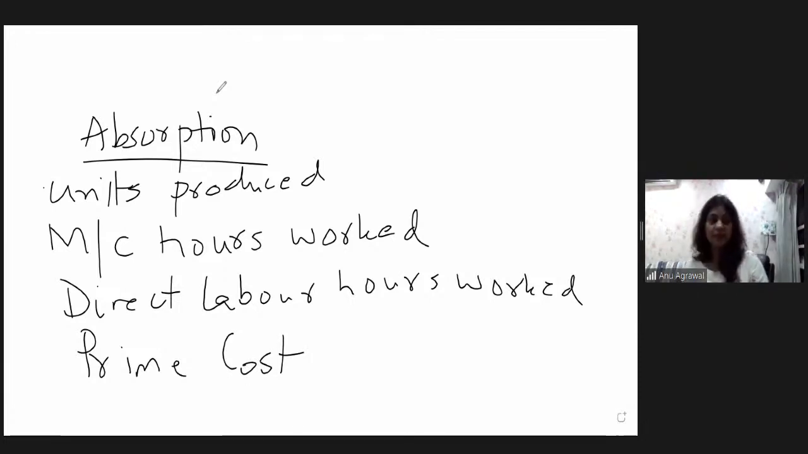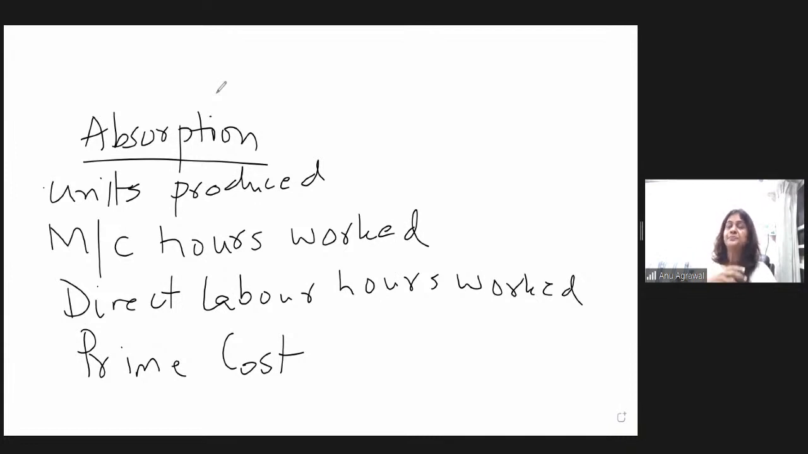Now, how do we decide which method of absorption we should use? See, this is very, very simple. Whatever the overheads are, you put all the overheads at one place, whether it is rent or electricity. After you have done the allocation and the reapportionment, you know all the overheads of that specific department, if you're going department-wise, are at one place. So you know all the overheads of that particular department.